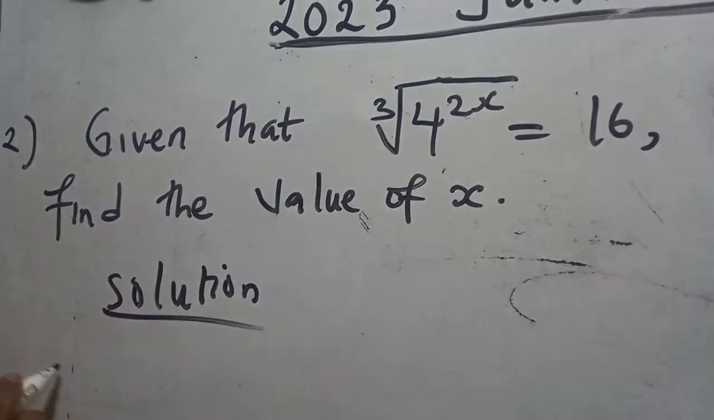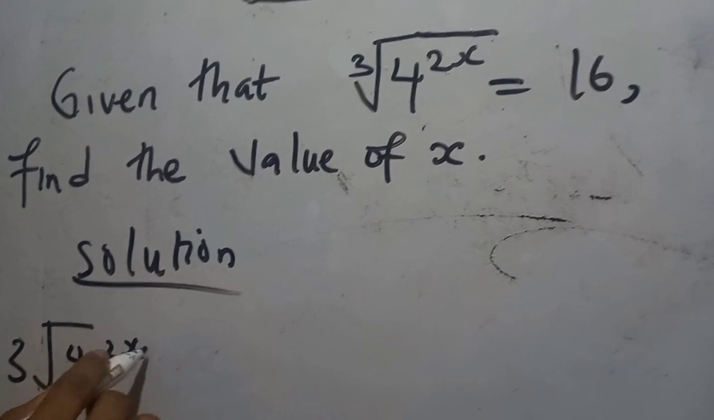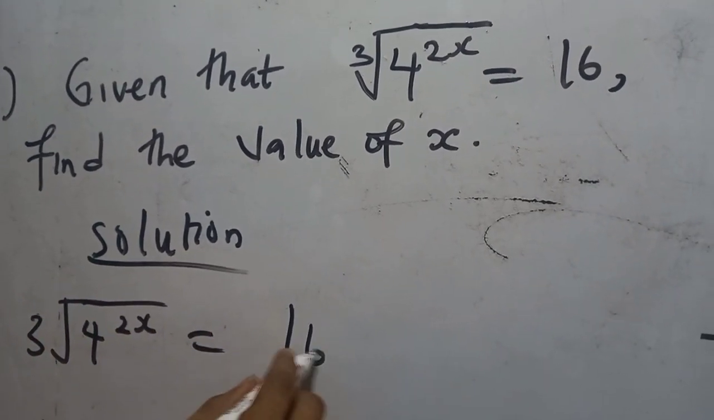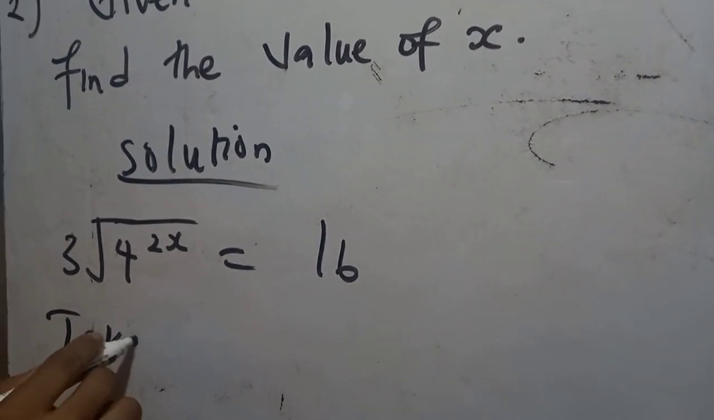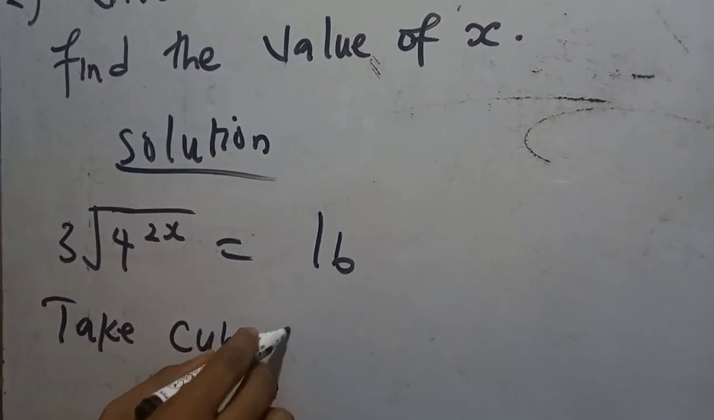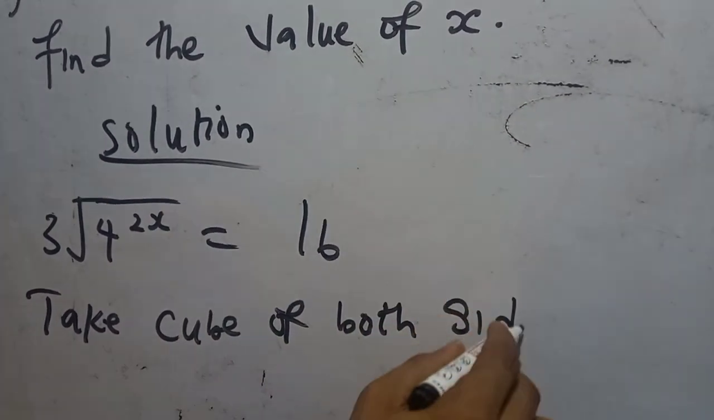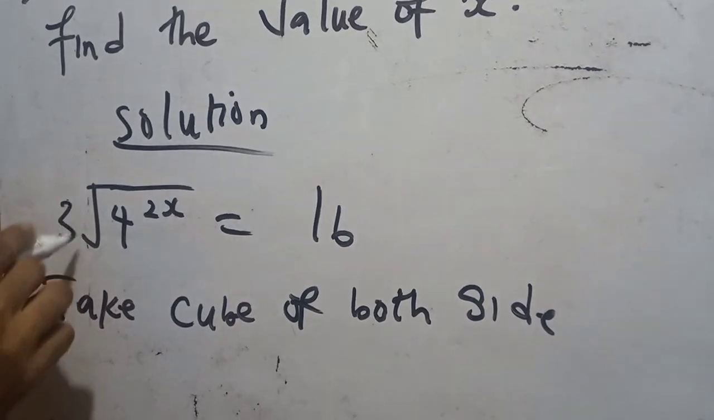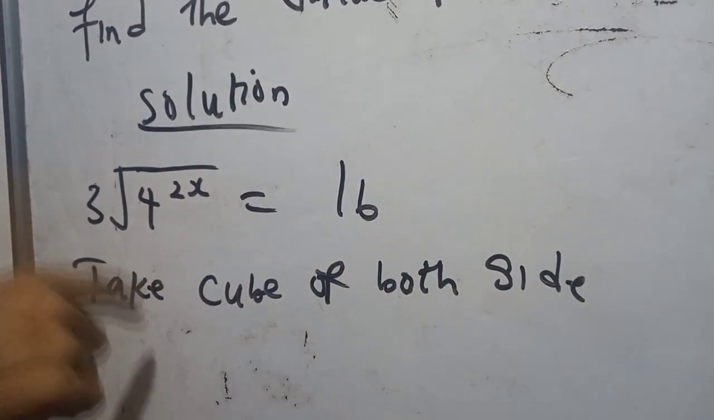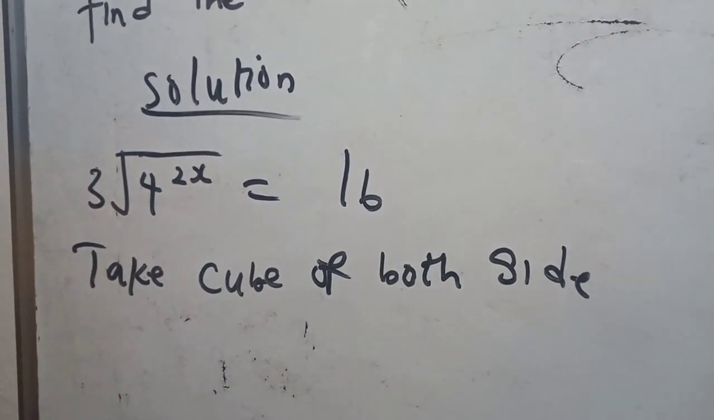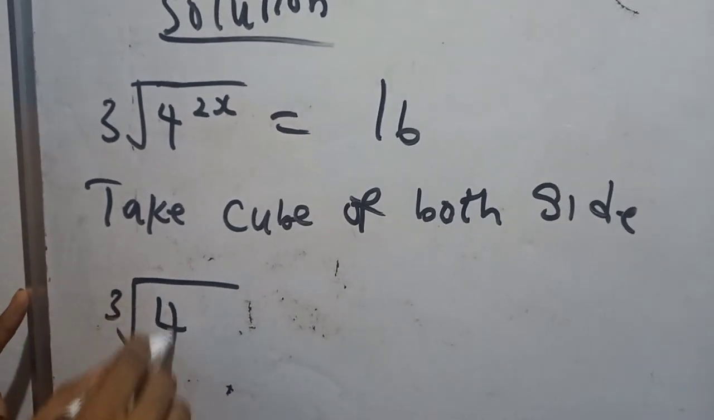So I have cube root of 4 raised to the power 2x equals 16. So what I will do is I'll take the cube of both sides, because I want to eliminate this cube root. For me to eliminate this cube root, I'm going to use cube. So this is a cube root of 4 raised power 2x.